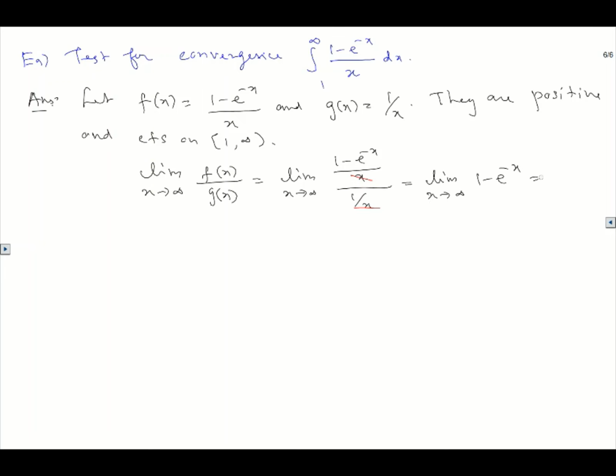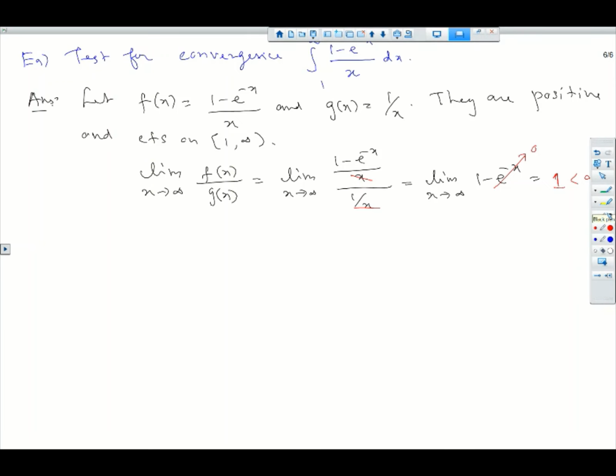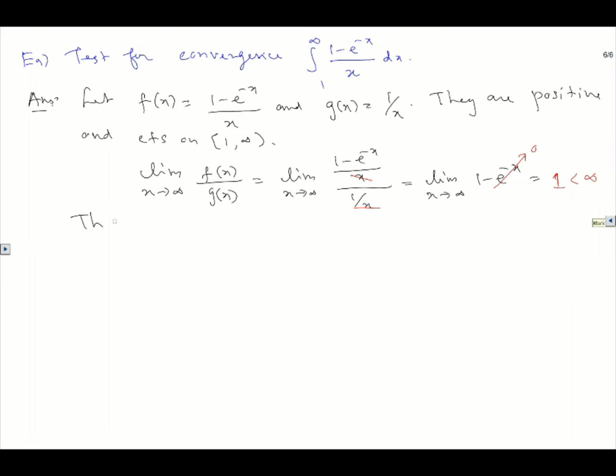Now you can see that when x goes to infinity, this goes to 0, so you simply end up getting 1, which is finite. This is finite, so that means it's a finite number. That means both integrals behave the same, but we know that the 1 over x integral is diverging because it's a p equal 1 integral. So that integral is going to diverge. Therefore, since it's a number, the two integrals behave the same.